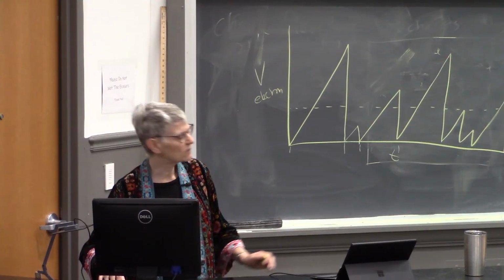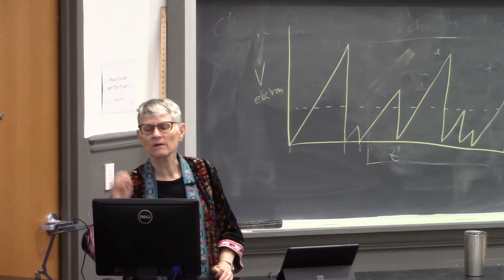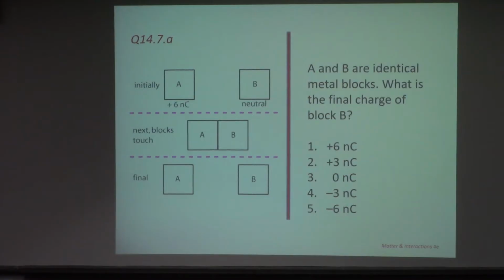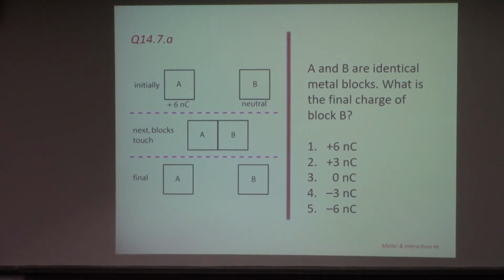Let's see, which number is this? 7A. There we go. So here's another aspect of metals and charging. So we have two identical metal blocks. We start out with one of them neutral, and the other has a deficiency of electrons here. So its charge is plus 6 nanocoulombs.